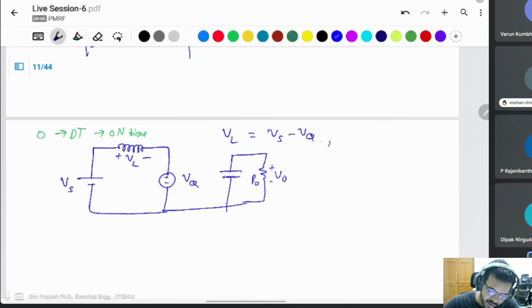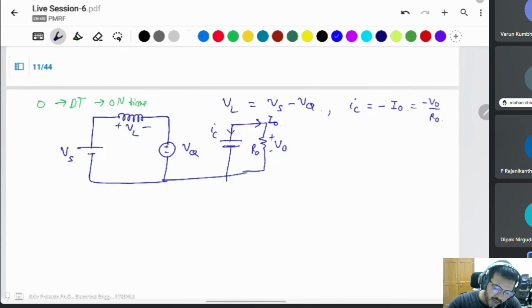Only a capacitor and a resistor are here. So V naught current is IC, I naught. And what is the capacitor current? IC is negative of the I naught, and I naught will be minus V naught by R naught. This will happen when switch is on, current flows like that in a steady state.